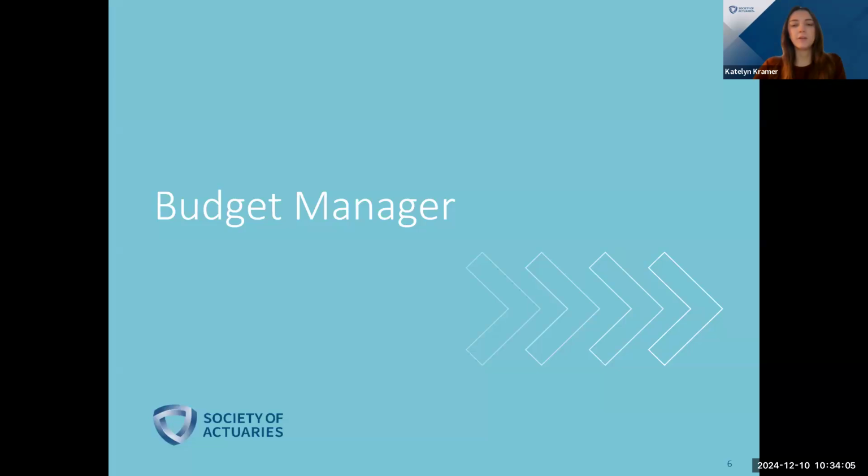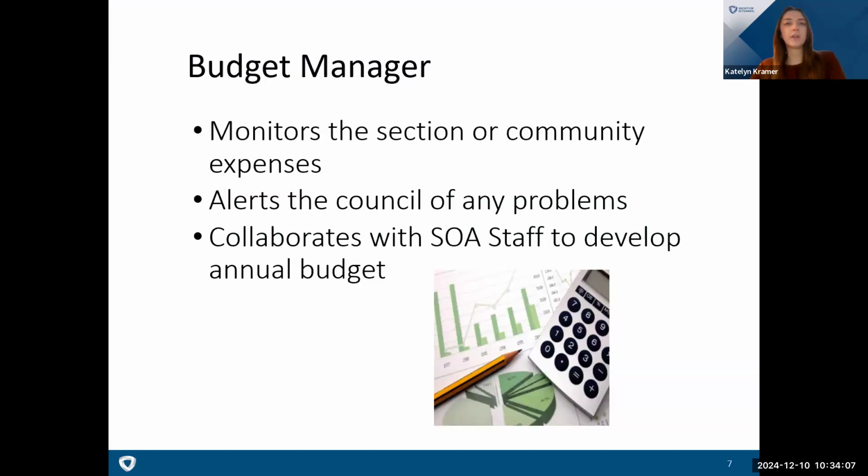Thanks, Jess. Budget managers are responsible for monitoring the section or community expenses and should alert the council of any potential issues. All information related to the section or community finances can be found in the quarterly financial statements. Beginning in 2025, budget managers will collaborate with your engagement specialist to prepare an annual budget. Council members should always keep in mind that sections and the emerging topics community are part of the SOA and as such must comply with all SOA policies, guidelines, and procedures.